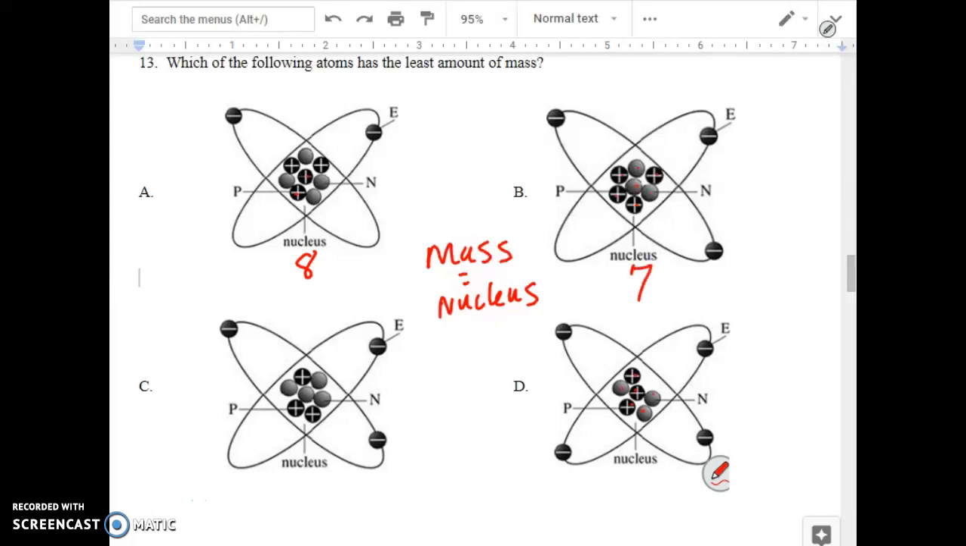So the question is, which one has the least amount of mass? It is going to be D. It has the fewest things inside its nucleus.